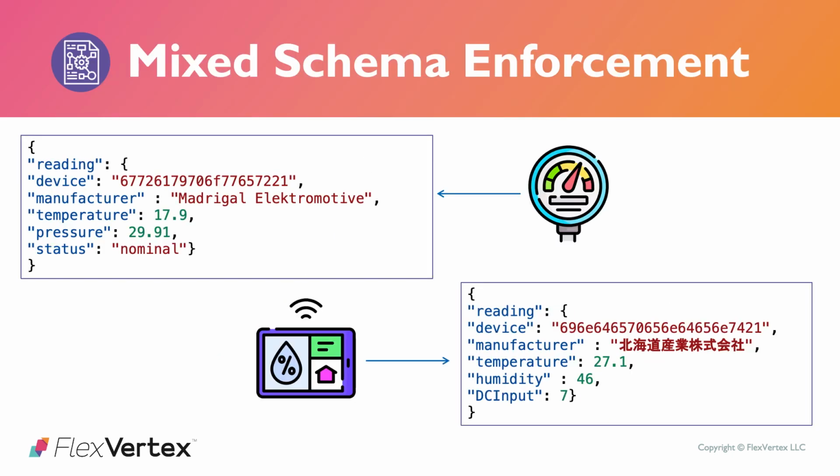Mixed schema enforcement means that you can require certain data elements, such as device identifier and manufacturer, and then let the remainder of the data be optional, as is the case with these two sensor readings. This is very useful in time series style applications, where your data may be sparse and vary widely among instances.